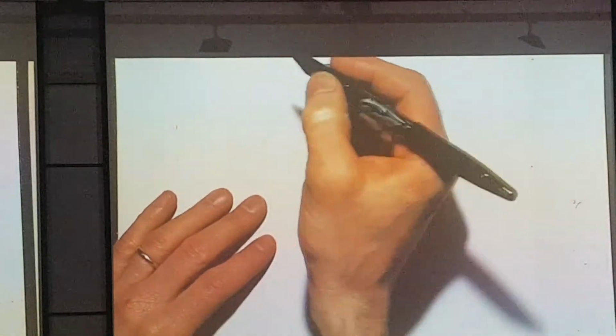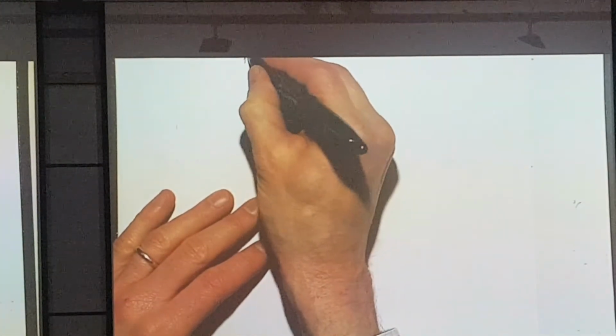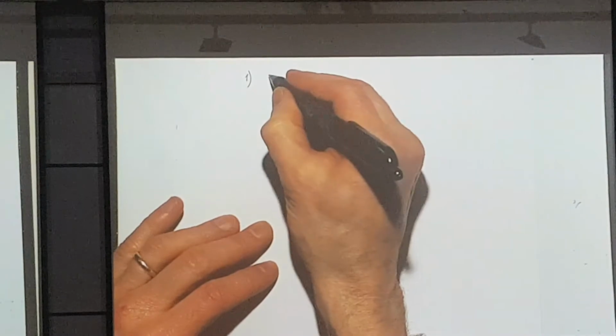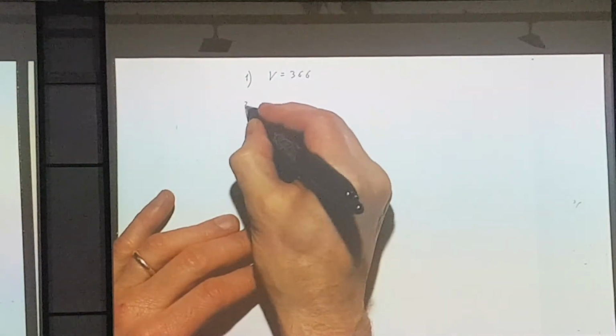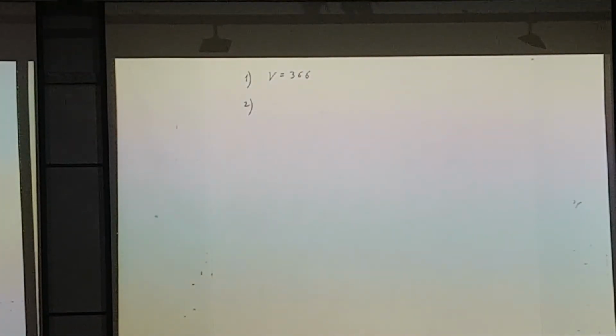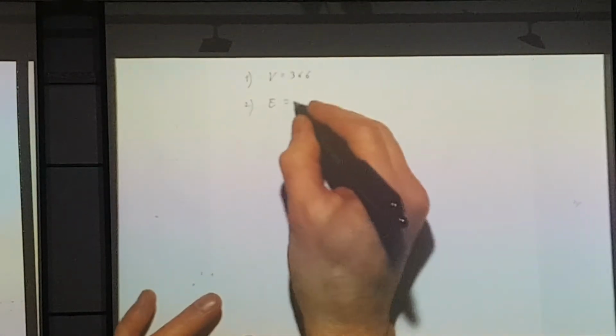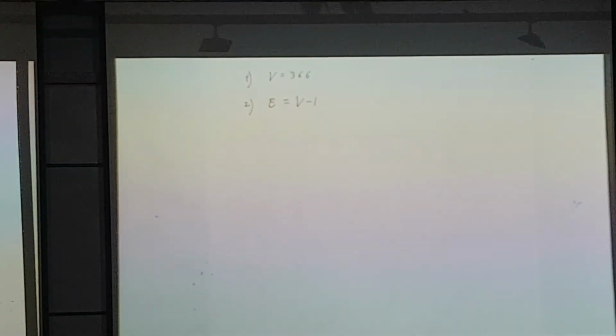Okay, so one equation we already wrote, and we can denote it as equation 1. So V equals 366. That's an equation. Secondly, something which is always true in any tree is that the number of edges, E, equals the number of vertices minus 1. Right, so that's true for any tree.